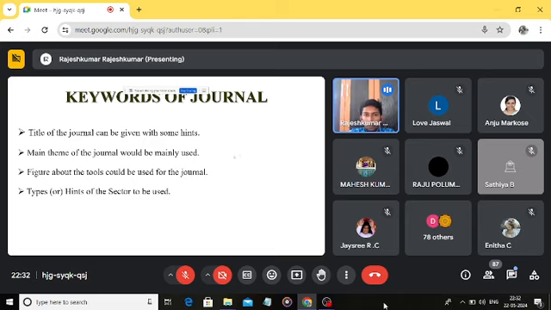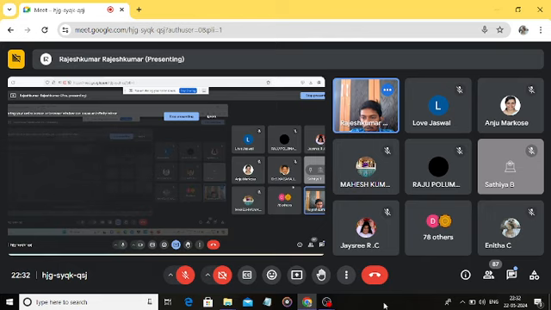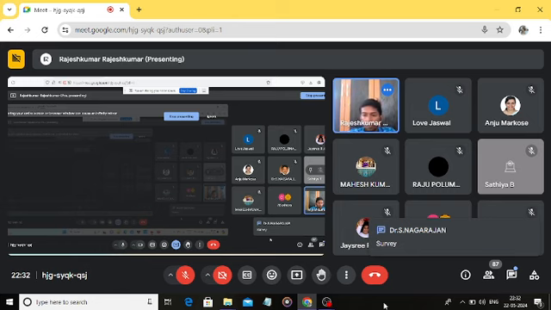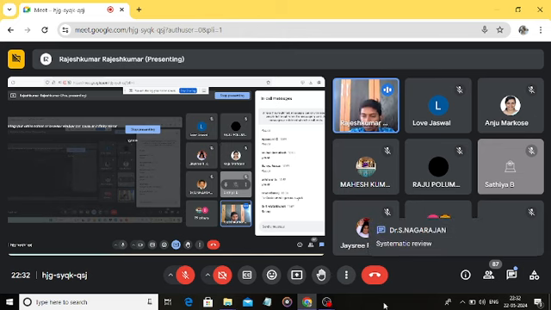Keywords of the journal. What keywords can be used for the journal? Anyone among the present participants can suggest any keywords for a journal. Any stream, a minimum of 3 to 4 keywords can be used for the journal. Anyone can say yes. Okay, sir, it can be accepted. It is acceptable once corrected.